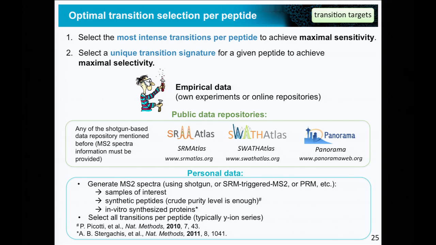Or do your own personal measurements to find out which are the best transitions. And for this purpose, you can use any type of mass spectrometric approach that generates MS2 spectra for you that you can search and identify. You can use shotgun, but you can do also other measurement modes, like, for example, SRM triggered MS2 or parallel reaction monitoring. And the beauty of SRM triggered MS2 is that you can perform it on exactly the same instrument as you do the SRM measurements on later on.